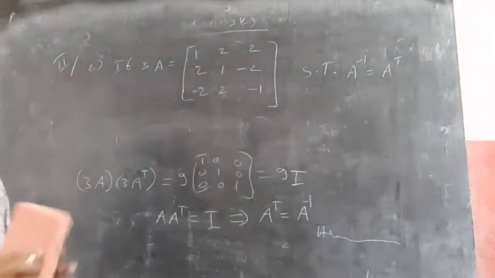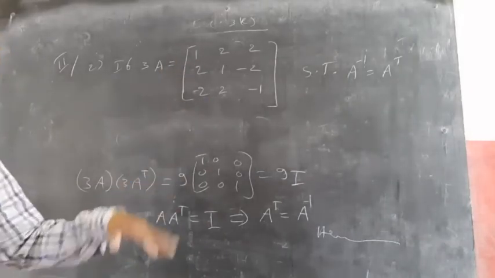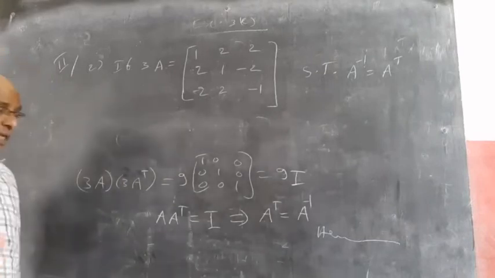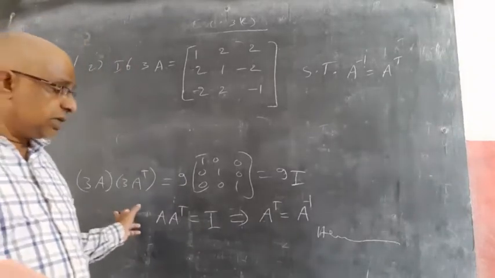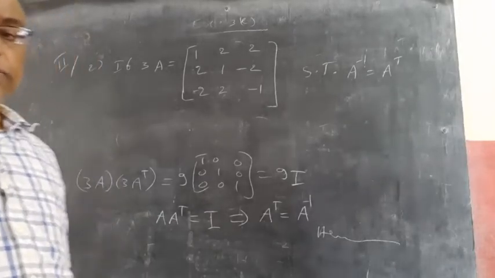This is one way of doing. Another way is simply bring this 3 to this side, find A inverse separately, A transpose separately, then equate them. That is a little lengthy way. This is a little shortcut way. It depends on how you think. Two ways of doing the same thing.